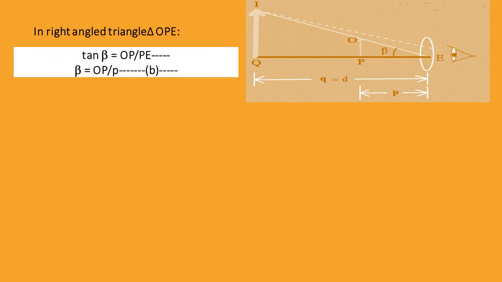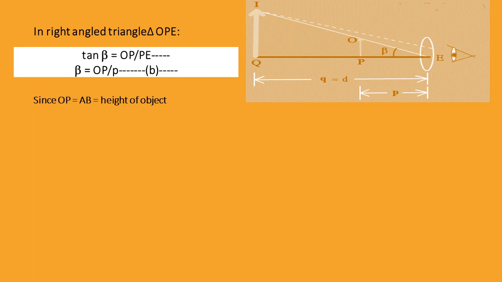Now in the diagram we have kept a lens in front of an object, and now when it is seen through a lens, it subtends an angle beta to our eye. Now if we consider right angle triangle OPE, tangent beta is equals to OP upon PE, and as you know that tangent beta is equals to beta, so beta now equals to OP upon PE, which is our equation B.